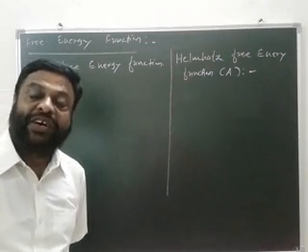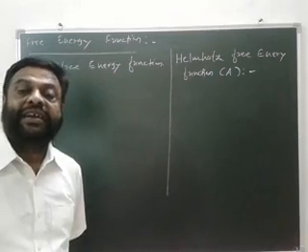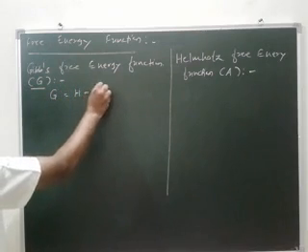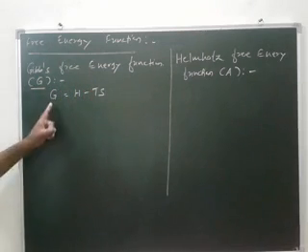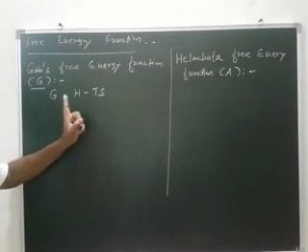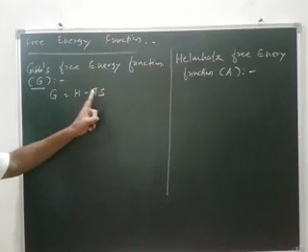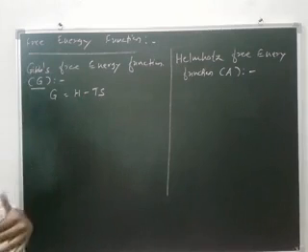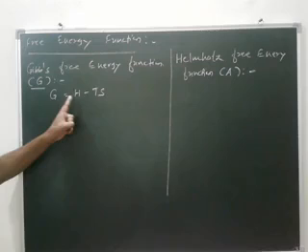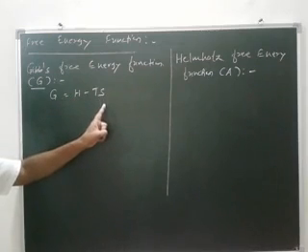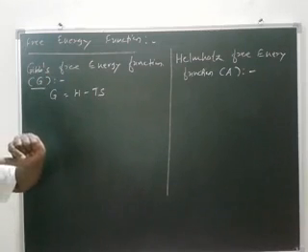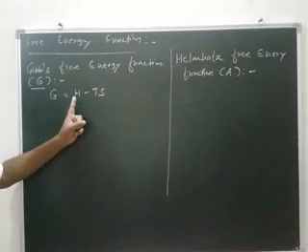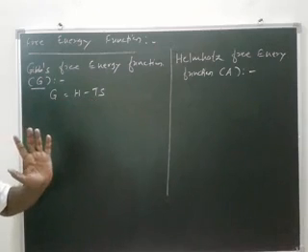Mathematically, both the functions are defined as G is equal to H minus Ts. G means Gibbs free energy function, H means enthalpy, T temperature, and S means entropy. So this equation gives the relation between G, H and S, and this equation is given by scientist Gibbs. So mathematically Gibbs free energy function is defined like this: G is equal to H minus Ts.